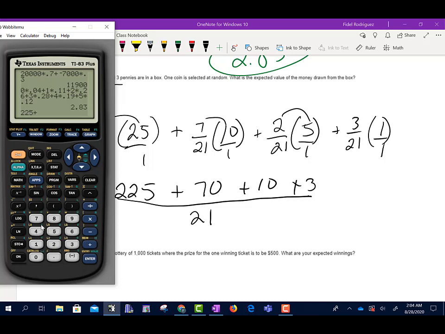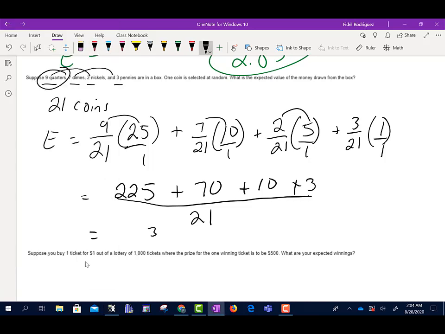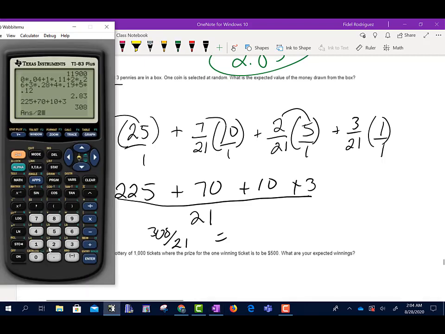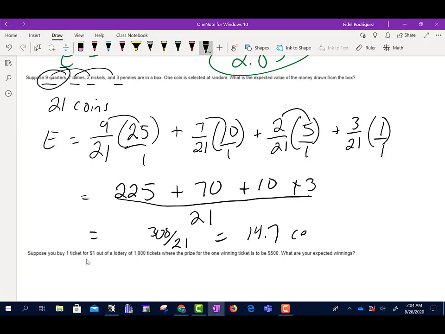225 plus 70 plus 10 plus 3 is 308. So we have 308 divided by 21. If I take that number now and divide it by 21, I'd probably round to 1 decimal place, 14.7 cents. Okay, so again, this is what the expected value means, right? The expected value means this.